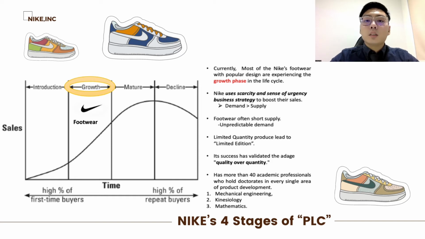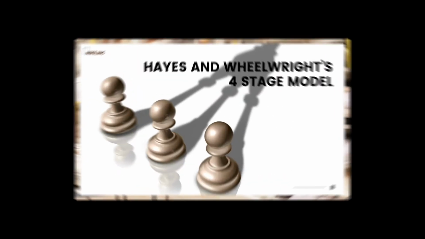Another factor that keeps Nike in the growth stage is that Nike focuses more on quality instead of quantity. Nike also has more than 40 academic professionals who hold doctorates in every single area of product development, for example mechanical engineering, kinesiology, and mathematics, so that Nike can create products which are unique and more competitive in the market, and allow the company to become more sustainable and continuously grow in the market.